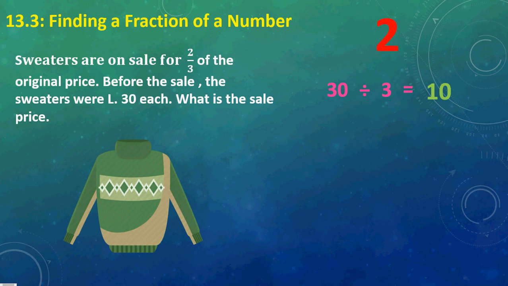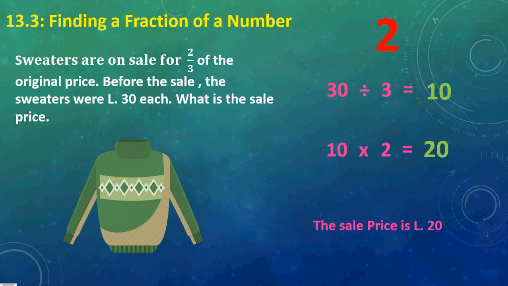Step number 2. Okay, now I'm going to take this 10 and put it over here. Okay, this 10 exactly. Then I'm going to multiply by the numerator. In this case, my numerator is 2. Okay, and I resolve this problem. 10 times 2 is 20. So, my final answer is, the sale price is 20 lempiras.